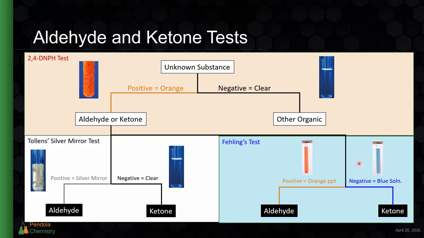So that's how we can use a sequence of testing reactions, or what we call selective reactions, in order to identify specifically the functional group of an organic compound, more specifically in this case, either an aldehyde or a ketone.